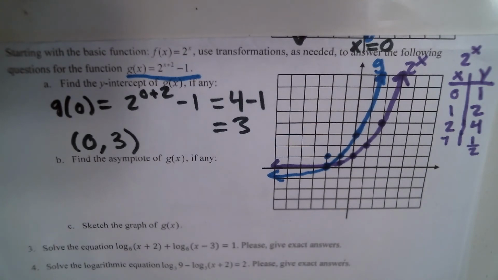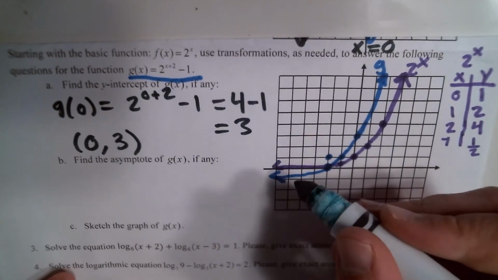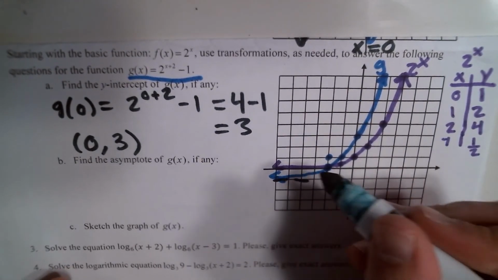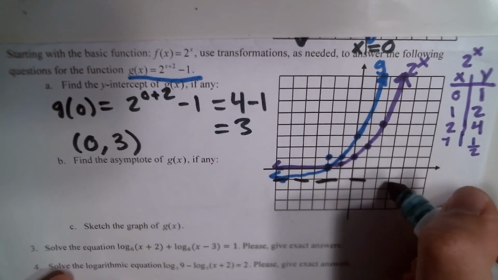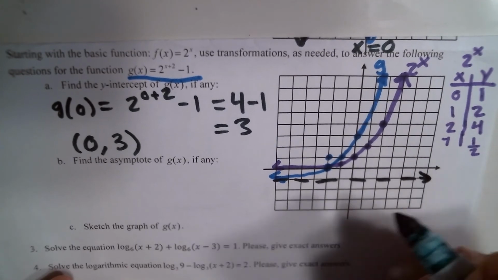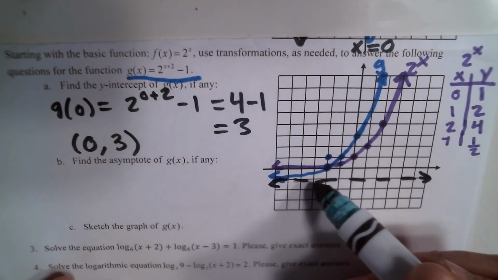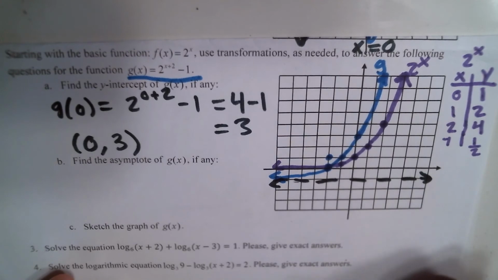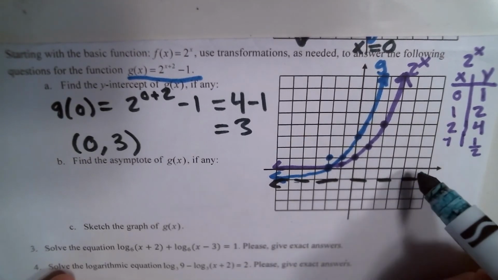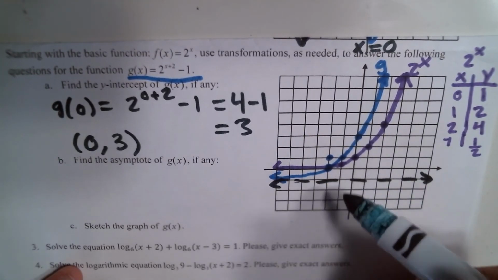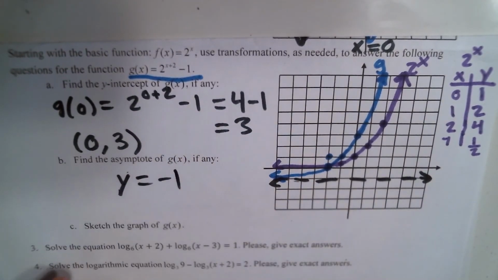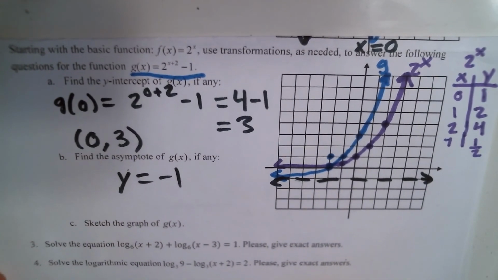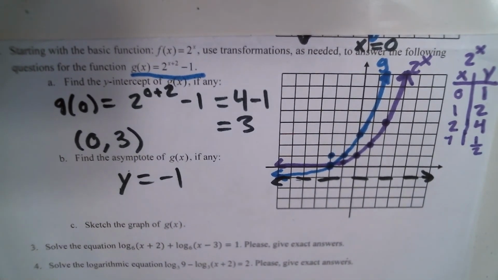And then the asymptote of g is this line right here. Normally our exponentials have a horizontal asymptote at y equals 0, but when they're shifted, you can move the asymptote around. So this is the new asymptote, the thing that it's getting close to. We took the y equals 0 line and moved it down 1, so it would be y equals -1. And then we've already got our graph there. So this would be our answer here.